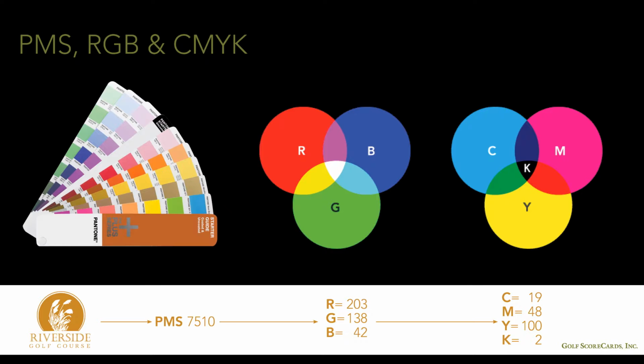These are 3 different systems for communicating color information and are roughly equivalent. For example, the color in the Riverside Golf Course logo in the bottom left corner is classified as PMS number 7510, which is equal to red 203, green 138, and blue 42. Which is itself the equivalent of 19% cyan, 48% magenta, 100% yellow, and 2% black. All 3 of these systems are referring to the same shade of yellow.